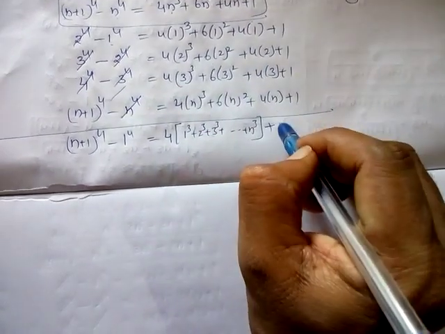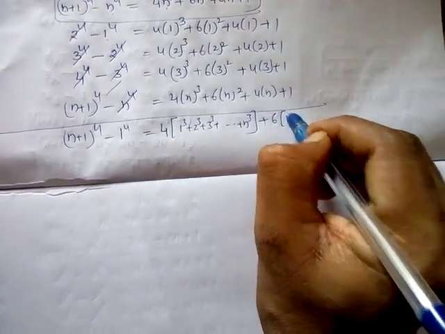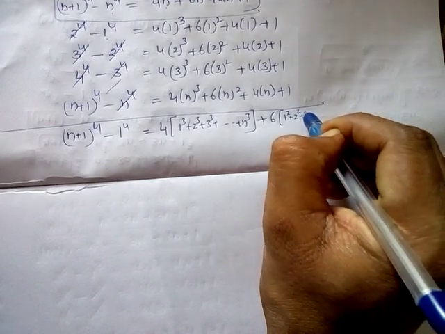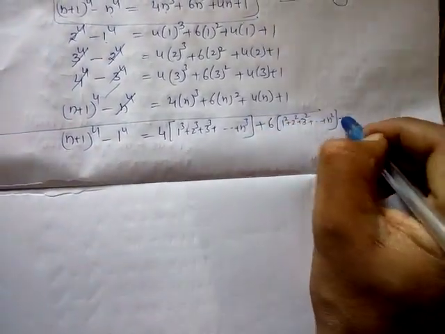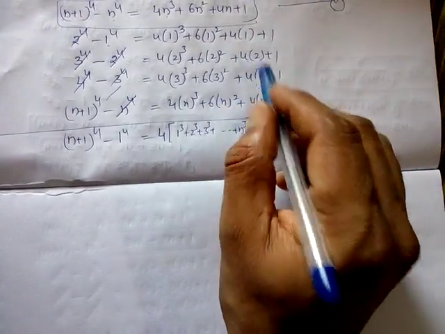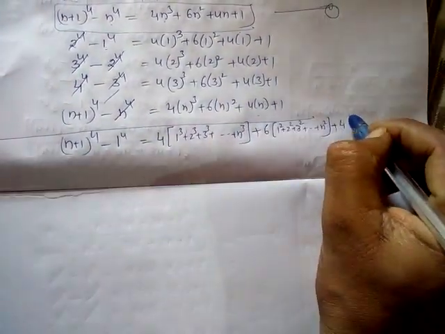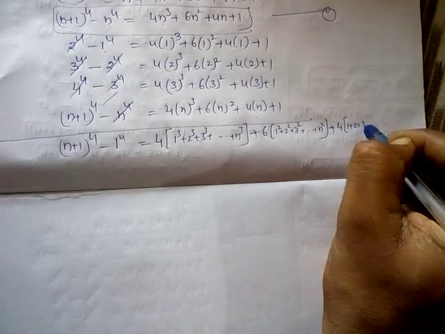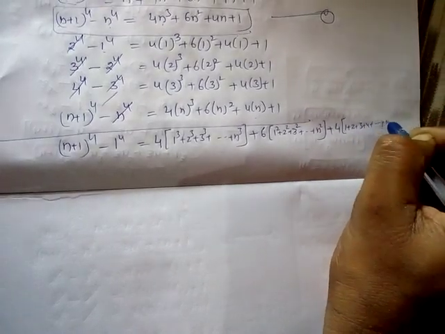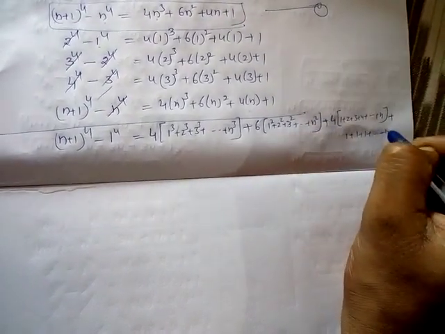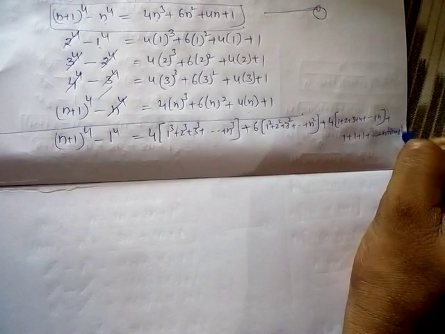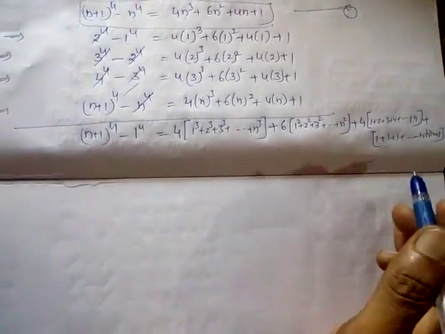So by adding these, by taking common 6, 1 square plus 2 square plus 3 square plus up to n square, plus by taking common 4, adding all terms, 1 plus 2 plus 3 plus up to n, plus 1 plus 1 plus 1 plus 1, how many times? n times. 1 plus 1 plus 1, that is also n times.